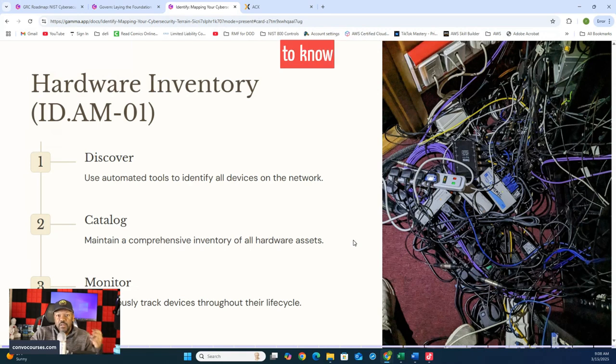Very, very important to know what hardware you have and what's on your network, what's in your enterprise. When organizations don't know this, it's really, really hard to protect things when you don't know what's in your environment.